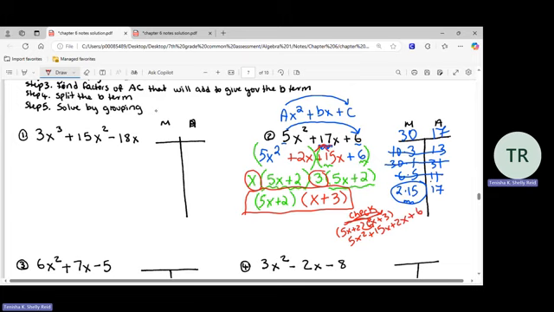And then I would have combined like terms, the x and the x. So then my final answer would have been 5x squared plus 17x plus 6. So this is what we did in class when we multiplied, right?